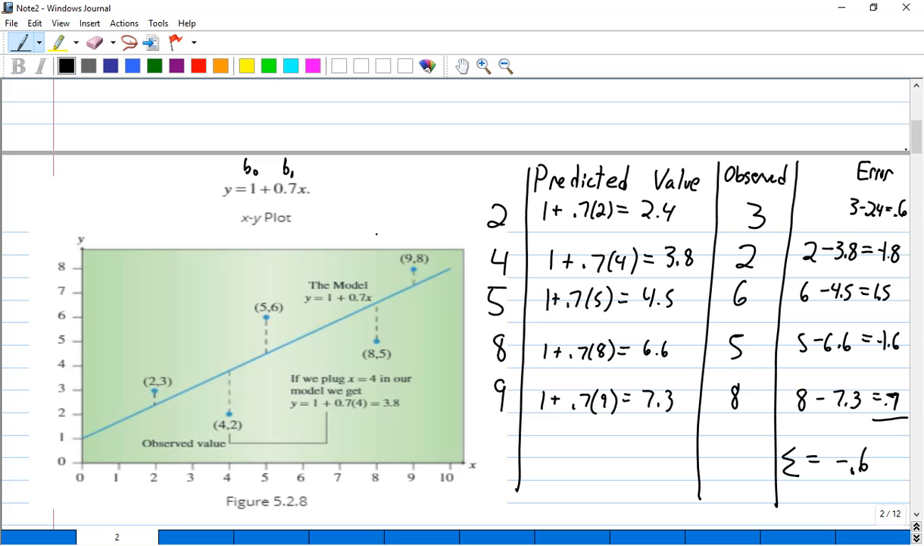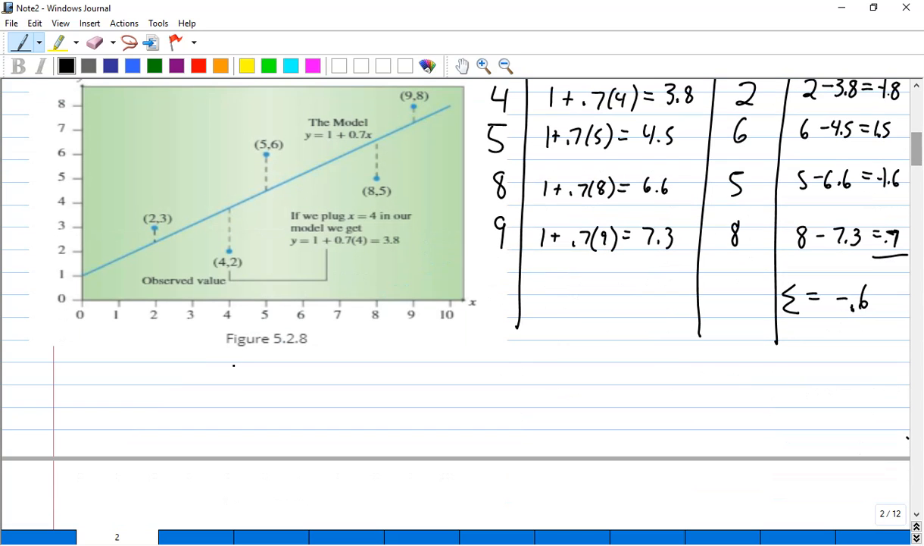And of course, we would want the smallest error possible. The smaller the error, the better the line fits. Okay? There's also another value called the sum of squared errors.